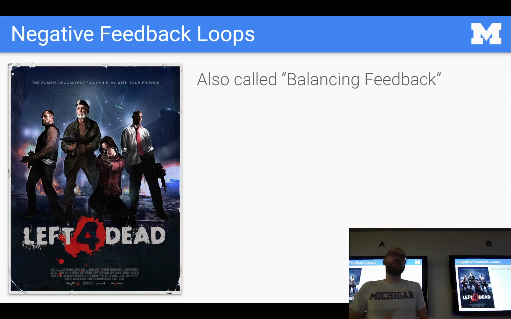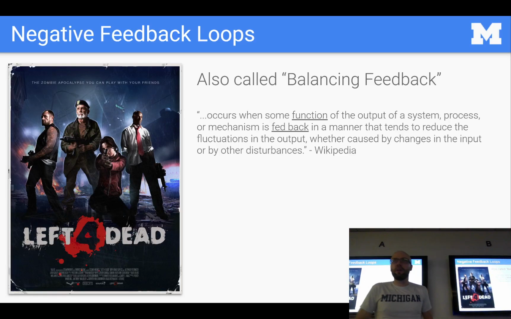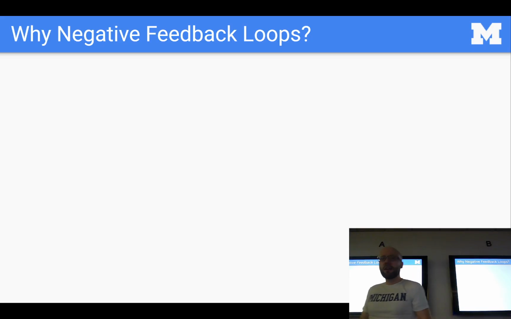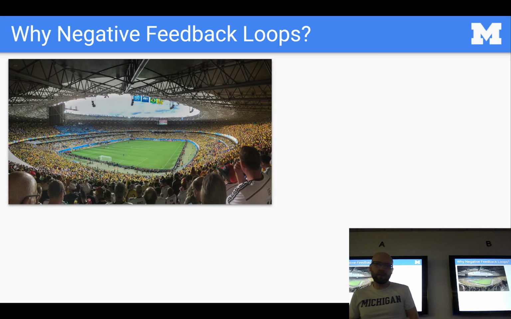You might also call negative feedback loop balancing feedback. The formal definition is that this occurs when some function of the output of a system is fed back into the system in a manner that fights the fluctuations and settles it down. So the output of the system goes back into the system and causes it to settle and become stable.